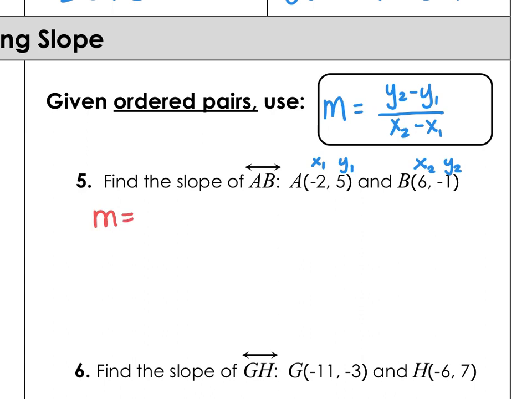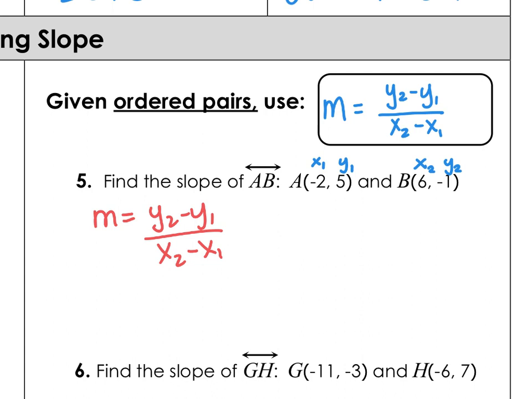That formula of m equals y2 minus y1 over x2 minus x1. I have to pause every so often so I can cough. I don't want to cough into the microphone. It's rude.